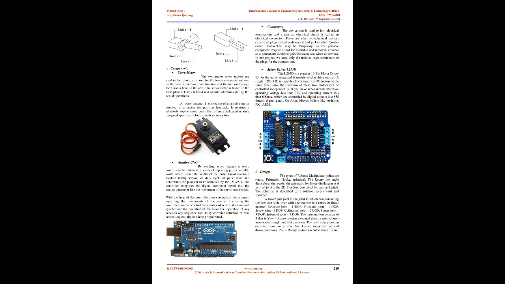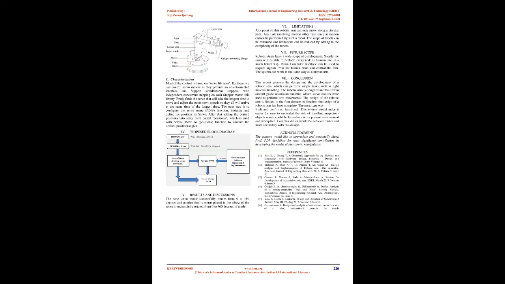Modern hobby servos use the duty cycle of a pulse train, which determines the position to be achieved by the MG995. The controller converts the digital command signal into an analog parameter like the movement of the servo motor shaft. With the help of the controller, we can upload the program regarding the movements of the servos. By using the controller, we can control the number of servos at a time and synchronize the operation of the servos in any sequence, and to synchronize actuation of 4 servos sequentially in a programmed loop.